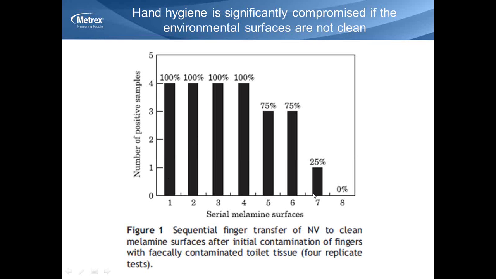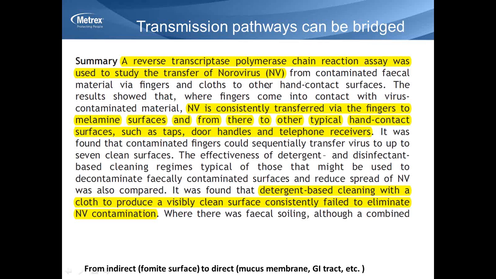What does that mean? If one surface is contaminated with norovirus and people accidentally touch the contaminated area, they can then continuously touch different clean areas, and all 7 clean areas will be contaminated by the norovirus. This study is very rigorous. To prove that the norovirus detected in all the other areas came from the original finger contamination, they did molecular diagnosis, as we mentioned yesterday. They used a reverse transcription PCR assay to confirm that the transferred norovirus came from the material contaminated by the fingers.